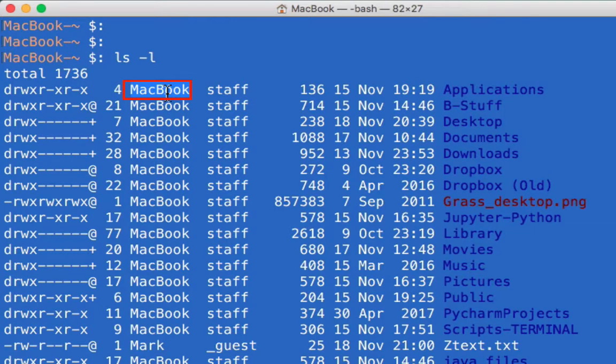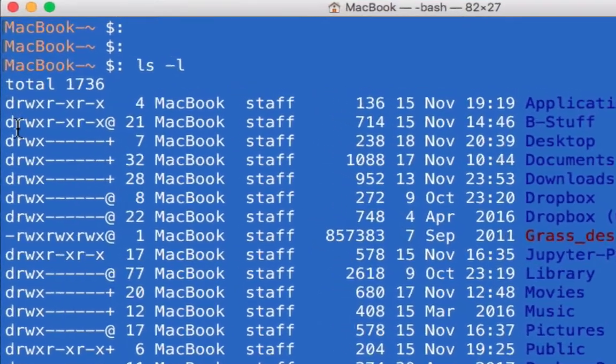Okay. Next number is not very important, it is the number of links that this file or folder has, but it's not very interesting. It means that there are 4 files or folders that are linked to these files, but really it's not interesting for our purposes. Now this is very important instead, these characters here. Let's see them one by one.